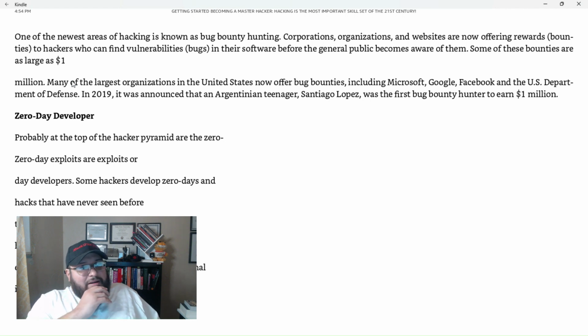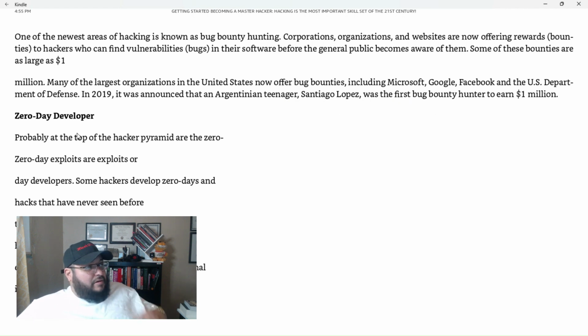I might not even record it. And then when I'm done, I'm going to maybe go through the book and show you how to become a bug bounty hacker. But you only have so much time, and we'll see. This is pretty cool. I'm Hispanic, so many of the largest organizations in the United States offer bug bounties, including Microsoft, Google, and others. In 2019, it was announced that an Argentinian teenager, Santiago Lopez, well, I'm Lopez too, was the first bug bounty hunter to earn $1 million.